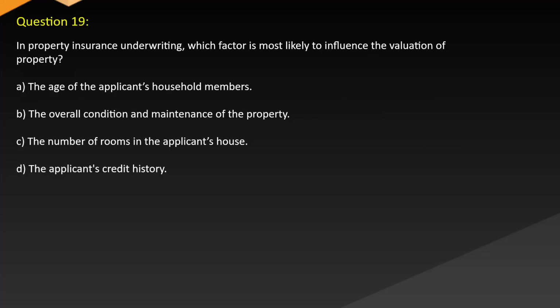Question 19. In property insurance underwriting, which factor is most likely to influence the valuation of property? A. The age of the applicant's household members. B. The overall condition and maintenance of the property. C. The number of rooms in the applicant's house. D. The applicant's credit history.